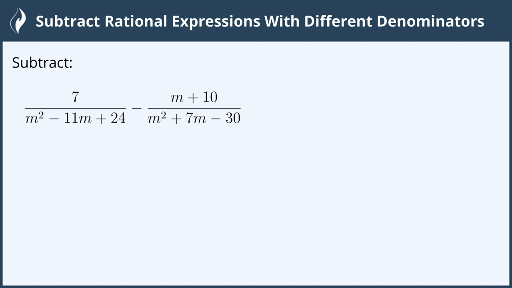Hi everyone! In this video we will subtract rational expressions with different denominators. The first thing we need to do is look at the two denominators and see if we can factor them. The first thing we always check for is the greatest common factor, and there's nothing in common with either of them. So now we look at the first one.